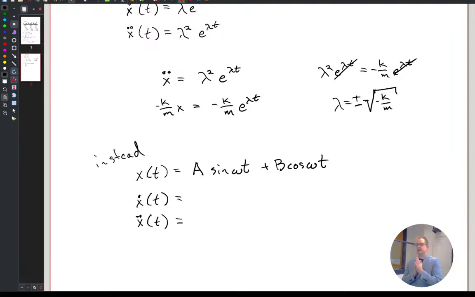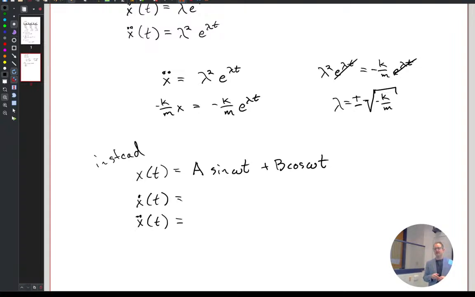So let's try this. A and B, I don't know what amplitudes those are yet. That's going to depend on my initial conditions. Omega, like the frequency that this thing is going to bounce back and forth. Right now, I don't know that. I just know that it does have a frequency. It's going to be some kind of bouncing solution, and I'm going to solve for that.